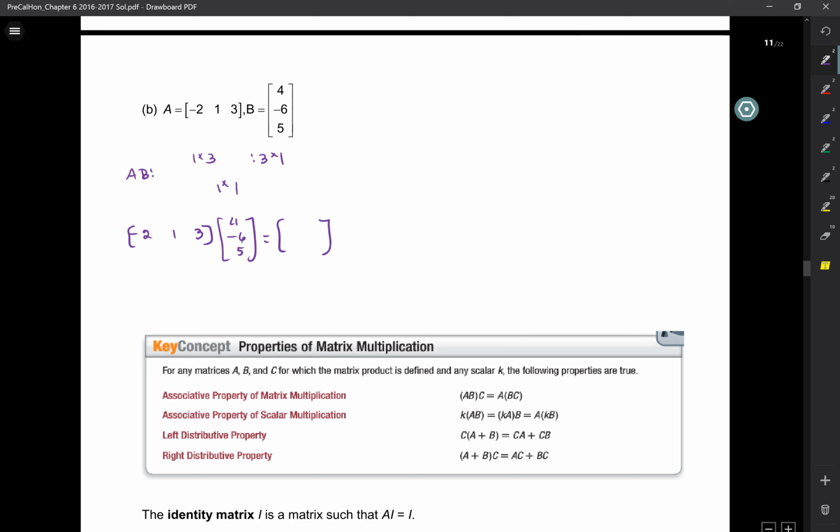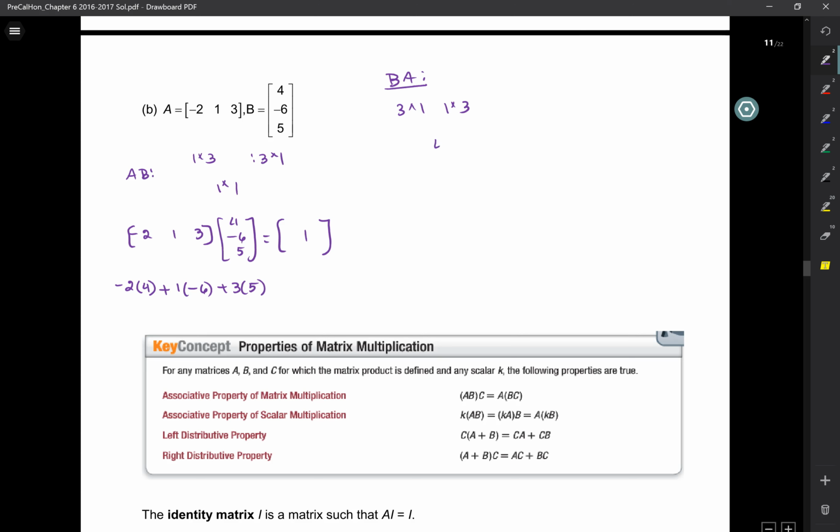Now, I'm just going to get a 1 by 1, right? That's just one number. So what happens? Negative 2 times 4 plus 1 times negative 6 plus 3 times 5 gives you a 1. So that's it. That's just a 1 by 1. It's a number. Well, what about BA? So what's B? It's 3 by 1. And A is a 1 by 3. It works, and we're going to get a 3 by 3.